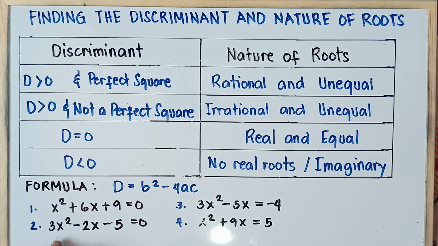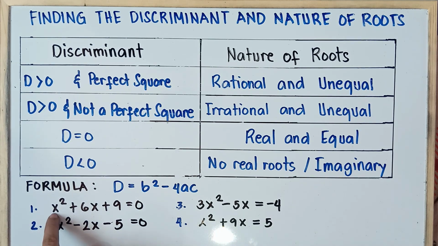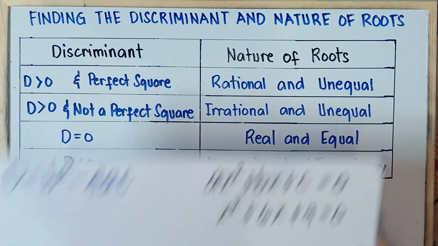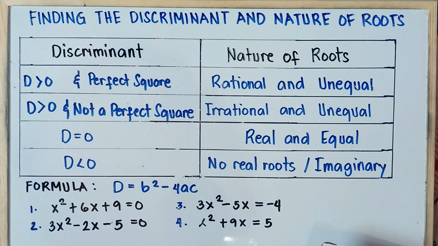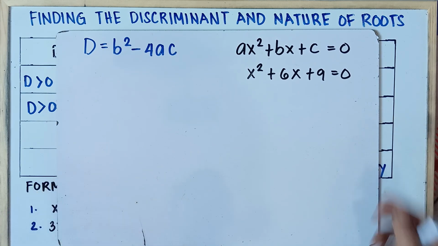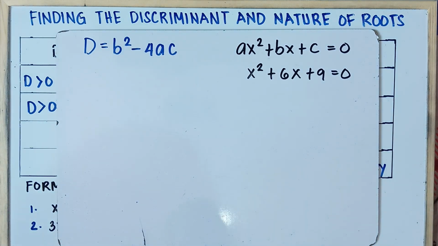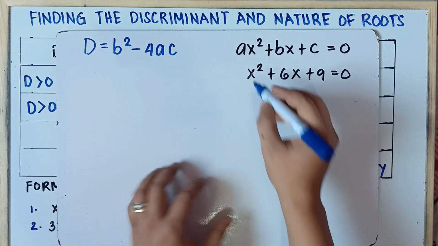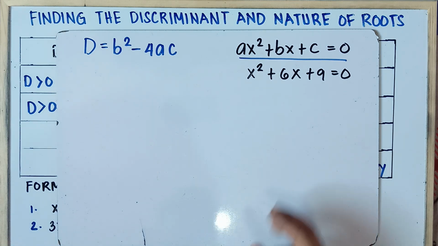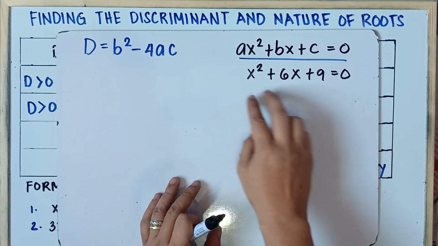Alright, so let's solve some examples for us to really understand this, class, with regards to the discriminant and the nature of roots. Let's start with example number 1. We are given x squared plus 6x plus 9 equals 0. Let me write it here because we don't have enough space. Always remember, class, the standard form of a quadratic equation: ax squared plus bx plus c equals 0. So you always check if the equation is arranged. Yep, it's already been arranged.